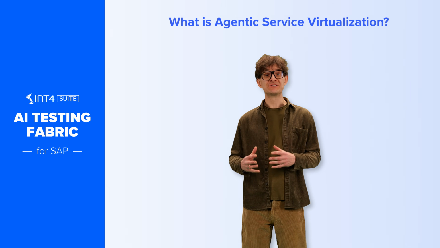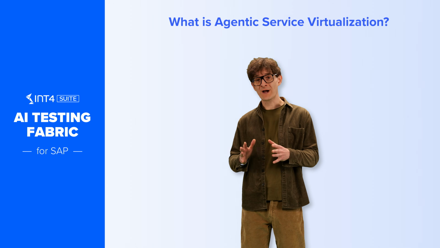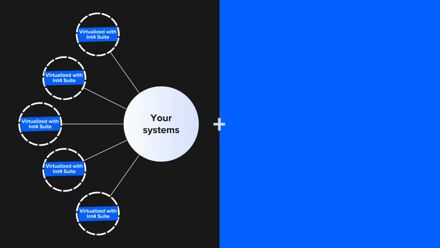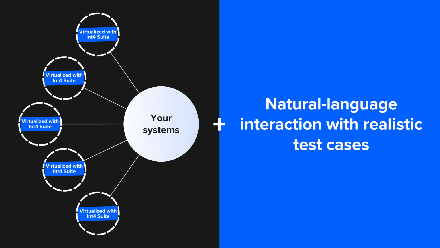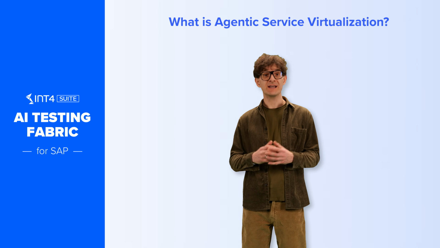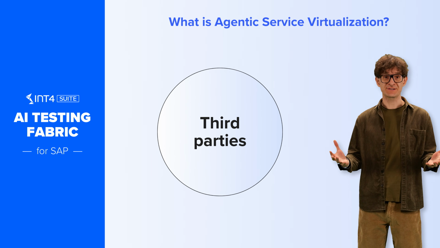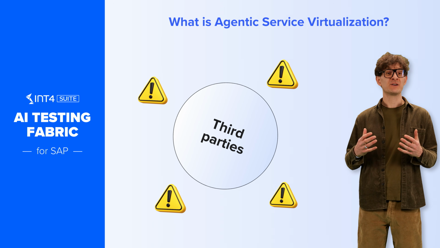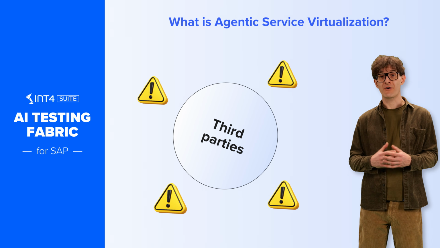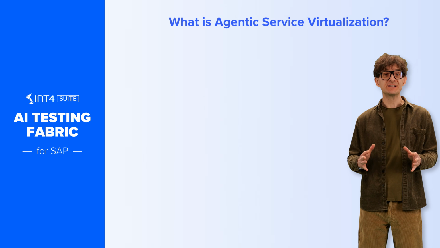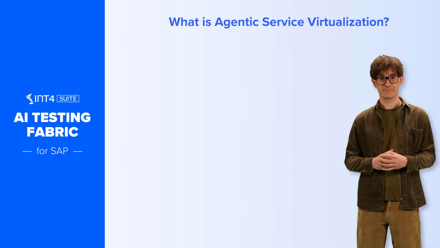Now, let's combine two powerful ideas into one practical lesson: agentic service virtualization and natural language interaction with realistic test cases. One of the most common reasons SAP teams cannot test properly is simple: the external system is not available. Maybe the EDI partner is not ready. Maybe the warehouse system is offline. Or maybe the bank, tax portal, or legacy middleware only supports a narrow test window.